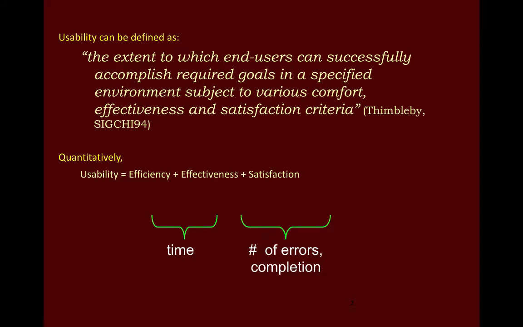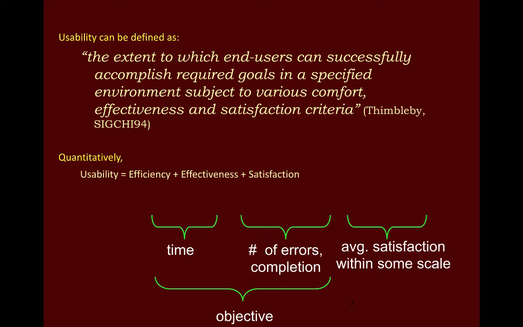And then there's also the satisfaction. So it might take a bit of time, but can you do it in a satisfactory way in terms of number of errors, completion, and also aesthetics? Certain tasks might take a bit longer, but if you enjoy doing it, it might still be okay. Satisfaction is a bit more subjective, and is measured on some scale. So efficiency is measured in terms of time, effectiveness in terms of number of errors or completion rates, and satisfaction in terms of some subjective scale.